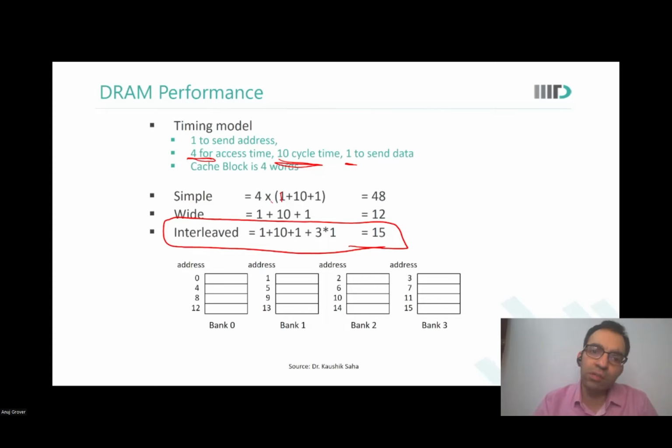In the wide memory, all the 4 words are readily available because the memory width is 4 words. Yes sir.